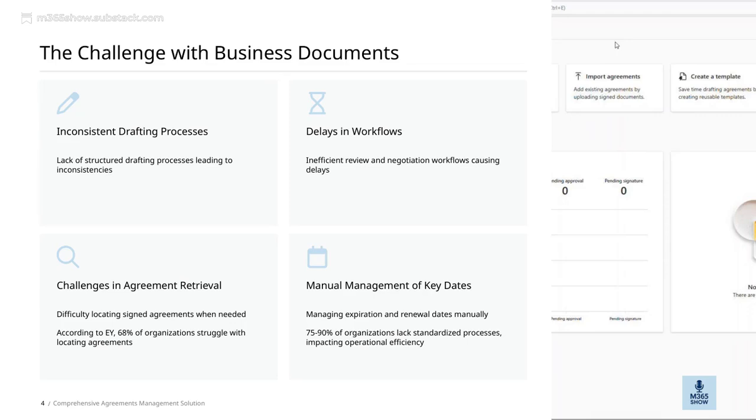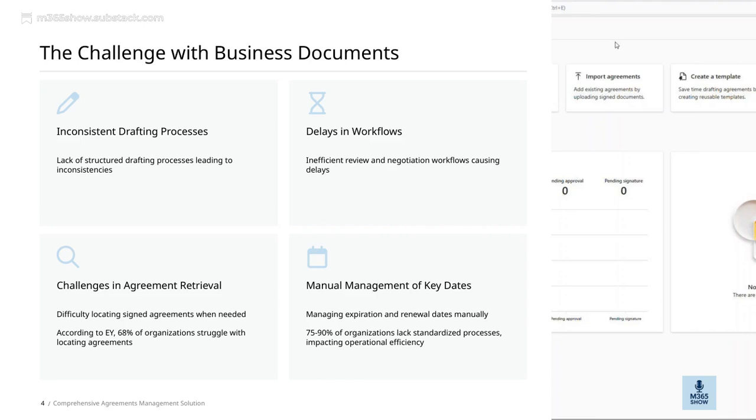Let's talk about some of the key challenges organizations face with business documents. One major issue is managing expiration and renewal dates manually. This process can be quite cumbersome and prone to errors, leading to missed deadlines or lapses in compliance. Additionally, it's surprising to see that between 75% and 90% of organizations don't have standardized processes in place for managing agreements. This lack of consistency really impacts operational efficiency because everyone is handling things differently, which can cause confusion and delays.